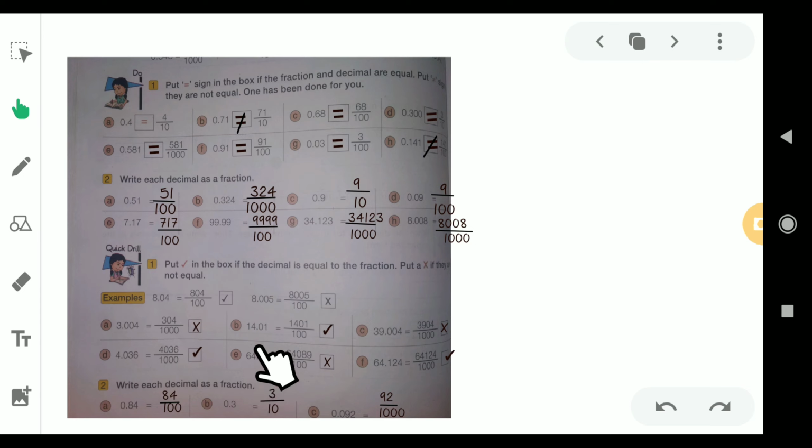Let's move on to the next one. Write each decimal as a fraction. So when you look at 0.84, its accurate fraction form is 84 divided by 100, and 0.3. So how do you convert this? It is 3 divided by 10, because when you neglect the decimal point, it looks like 3. And because of the 1 decimal place here, we write only one 0 in the denominator. So when you look at the next problem, it is 0.092, and when you neglect the decimal point, it will be 0092. 0092 is nothing but 92 only, and because of the 3 decimal places, we must have 3 zeros in the denominator. So that is why 92 divided by 1000 is the right fraction for this decimal number.